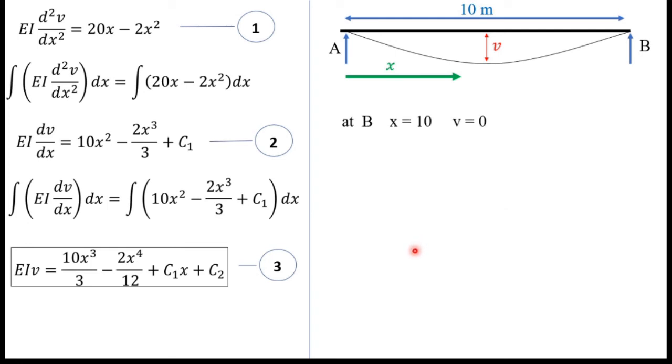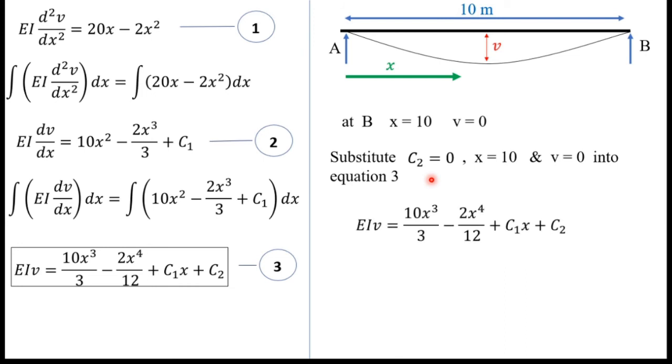Next I will apply the boundary condition for B. So at B, x equals 10. So this overall length, or span, is 10 meters. Therefore at B, x value is 10 and V equals 0. Here also deflection equals 0. So substitute C2 equals 0, which we found before, and x equals 10 and V equals 0 into equation 3.